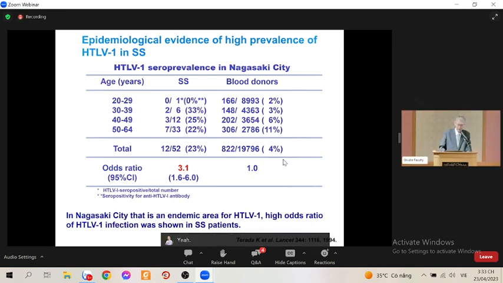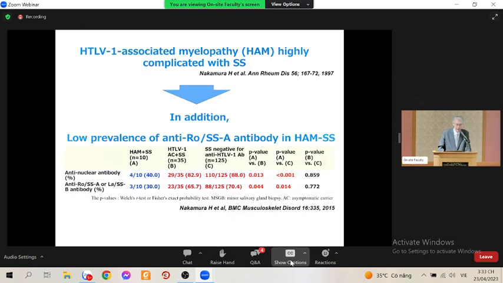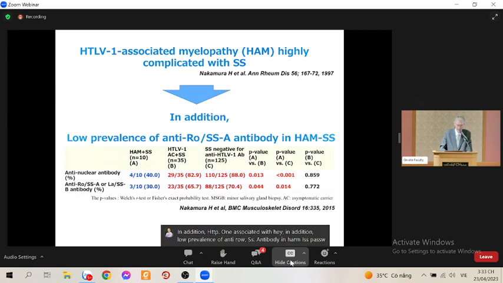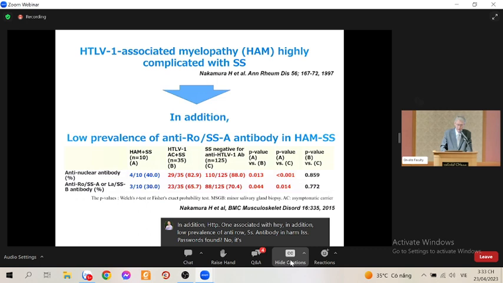In Sjogren syndrome, the prevalence was significantly high compared to 20,000 blood donors. In addition, HTLV1-associated myelopathy, HAM, was highly complicated. In addition, a low prevalence of anti-SSA antibody in HAM-SS was found compared to anti-HTLV1 seronegative SS, as you can see.